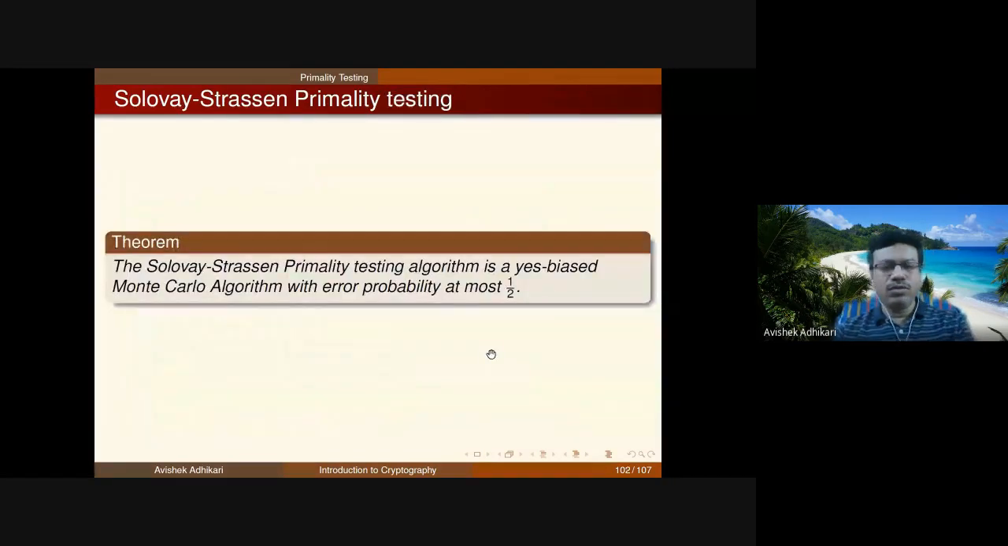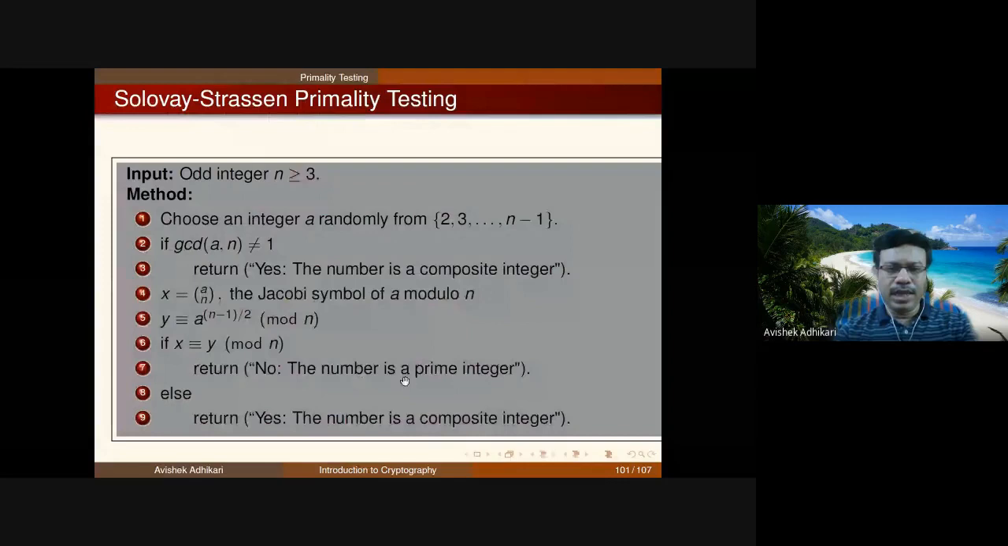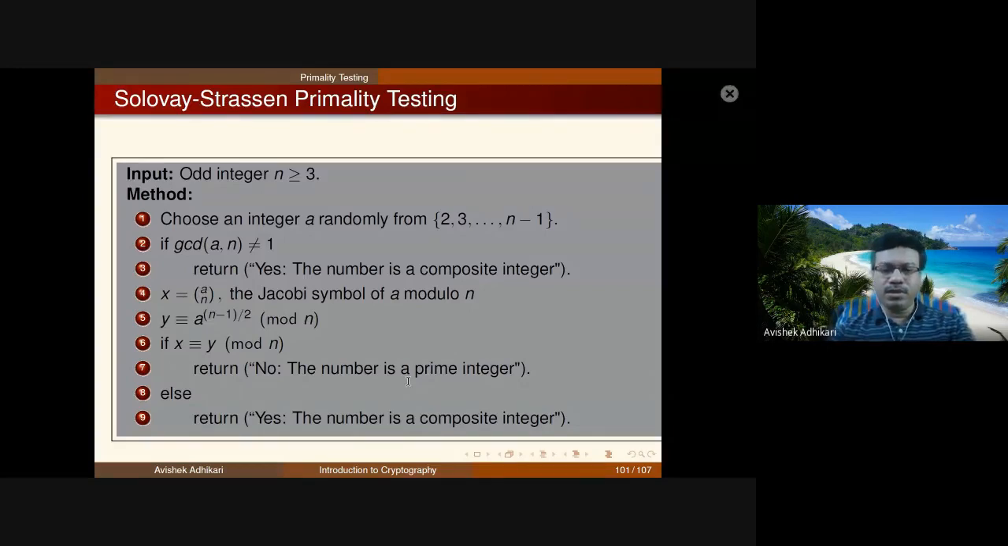And I'm not going to the proof of it. If somebody wants to check the proof, I have already done it in detail in my book, so one may refer to that. And it has been shown that the Solovay-Strassen primality testing algorithm is a yes-biased Monte Carlo algorithm with error at most half. What does it mean? That means if it gives you the answer no, then the probability of error will be at most half. So you may think that okay, half is quite a big number.